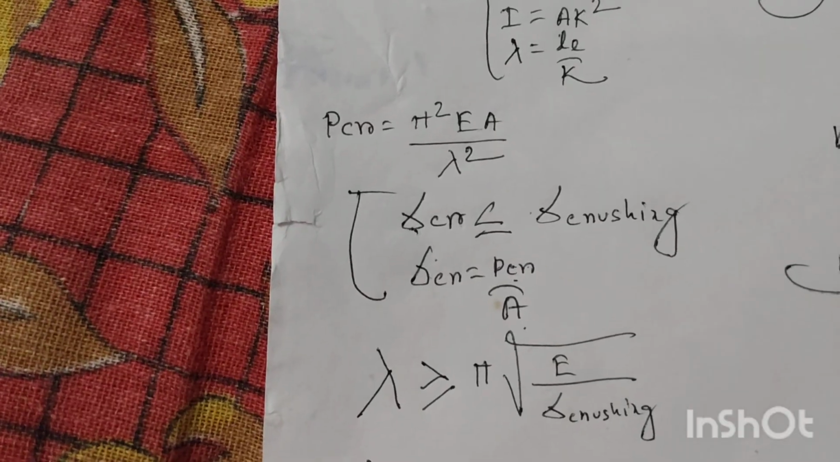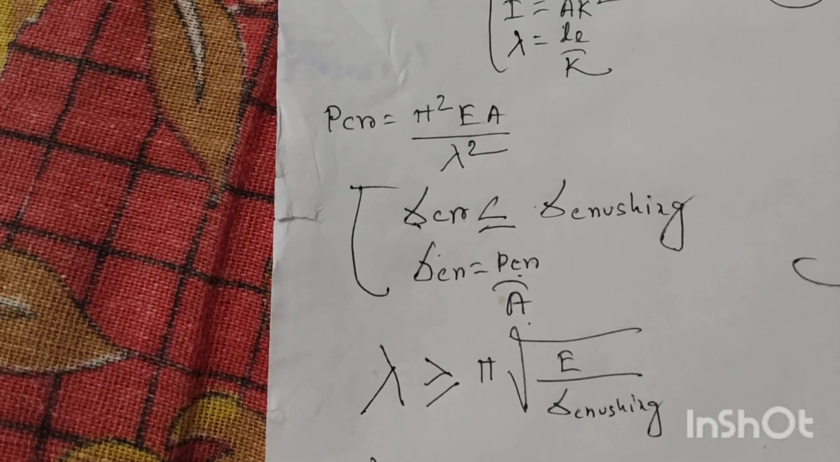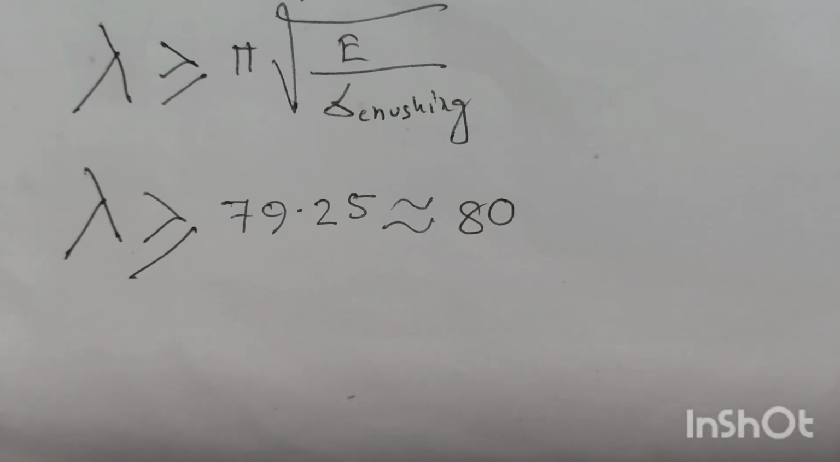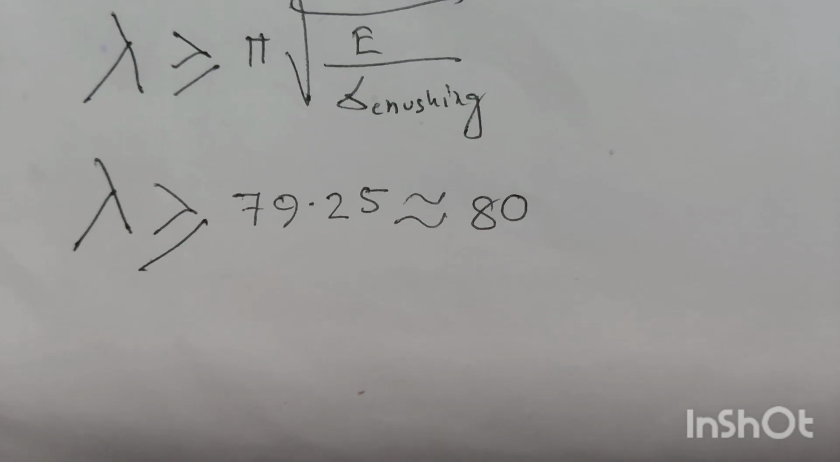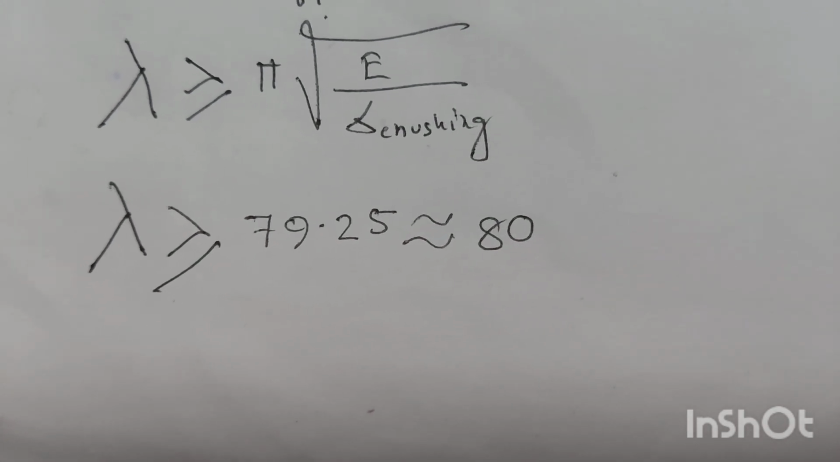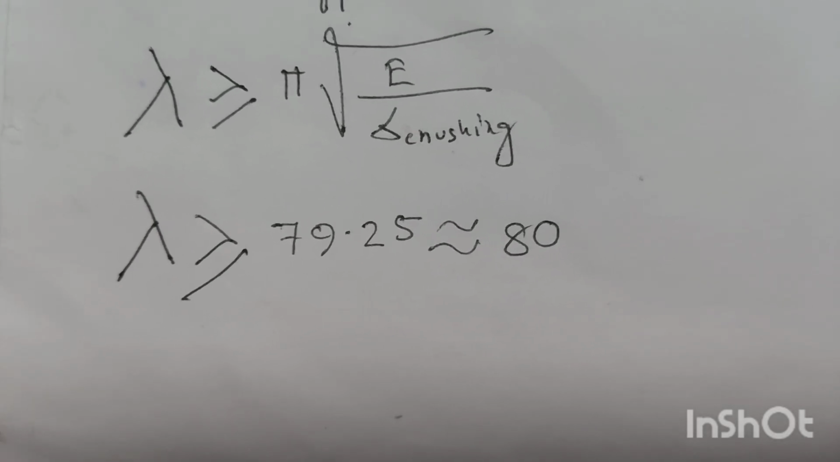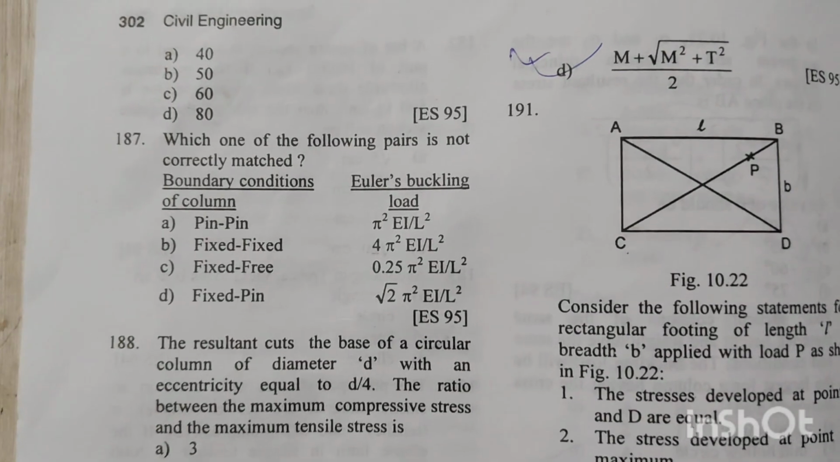So by putting the formula, lambda will be greater than or equal to pi into root over of E by sigma crushing. Young modulus is equal to 2 into 10 to the power 6 kg per centimeter square, sigma crushing given in the question is 3300 kg per centimeter square, and pi is equal to 3.14. The lambda slenderness ratio value will be greater than or equal to 79.25, which is nearly equal to 80. Option D is the right answer.